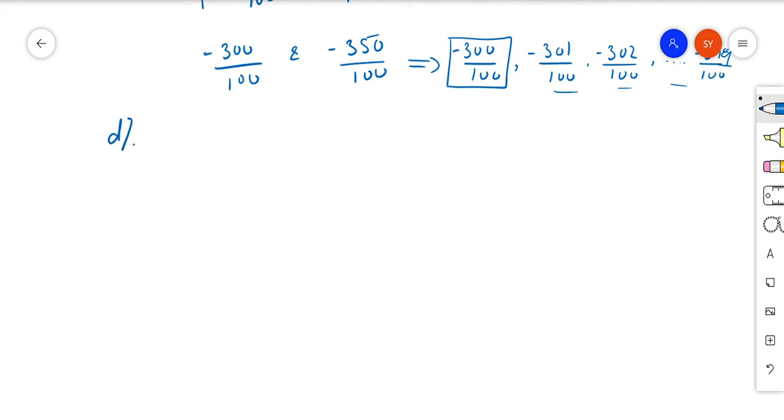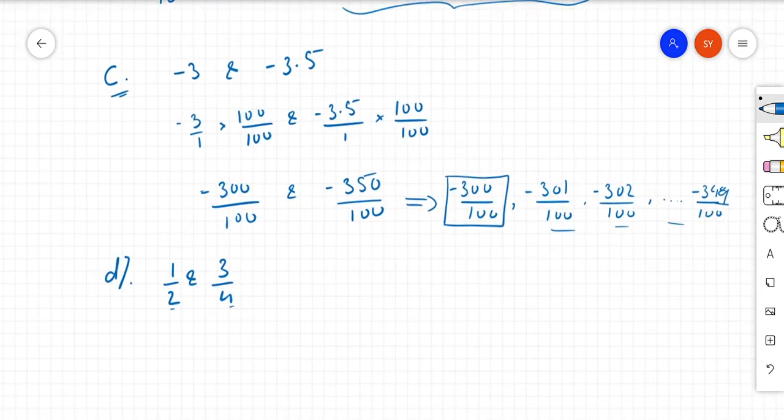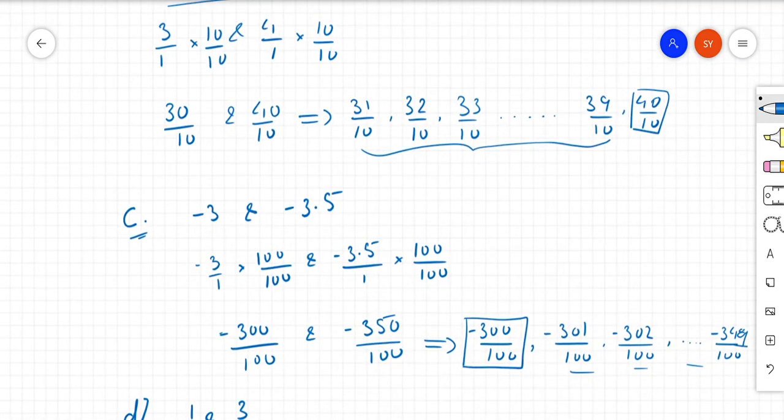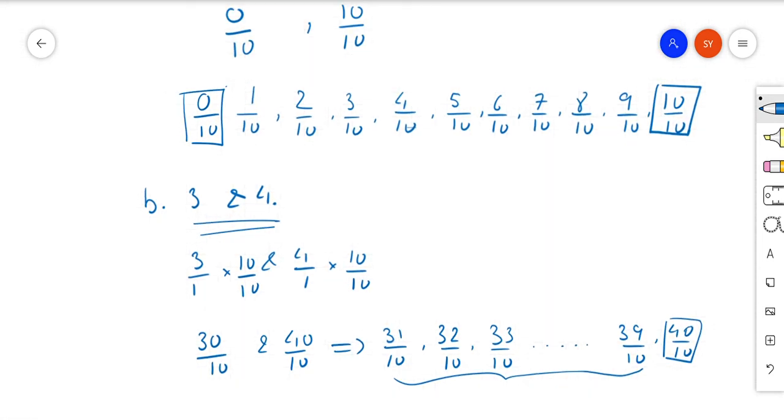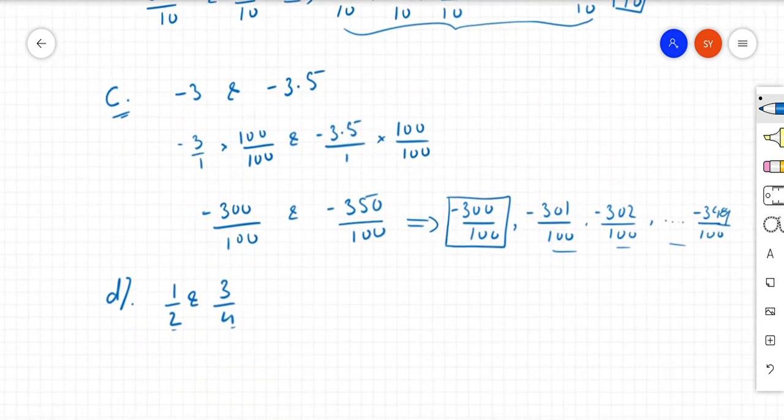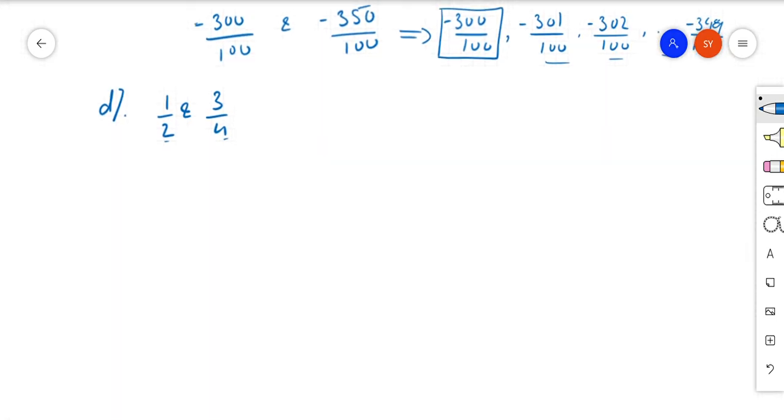D. Okay, D is an interesting one. Half and 3 by 4. Whenever you're writing, just make sure that the denominators are same. Over here, in all the cases the denominators were same: 100, 100, 10, 10. So we have to make the denominators same. So how can we make that?